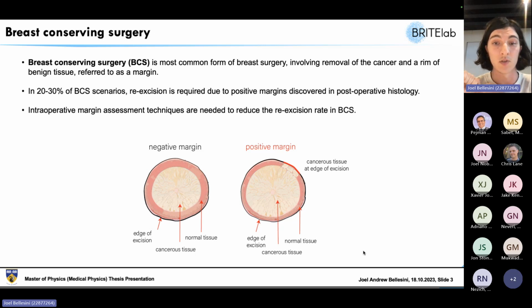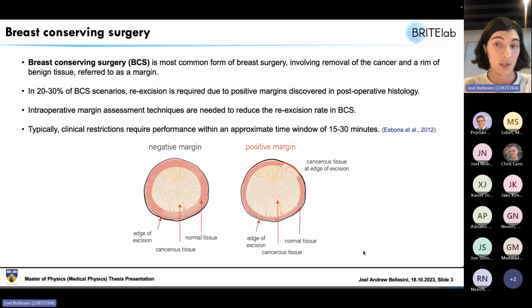And this is ultimately because surgeons are relying on visual and tactile cues in order to determine negative or positive margins, which is insufficient. And therefore, intraoperative margin assessment techniques are required in order to reduce this re-excision rate in breast-conserving surgery. Now, I mentioned post-operative histology, which is the current gold standard in tumor margin assessment.